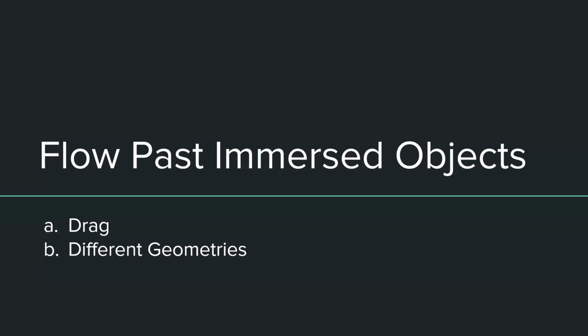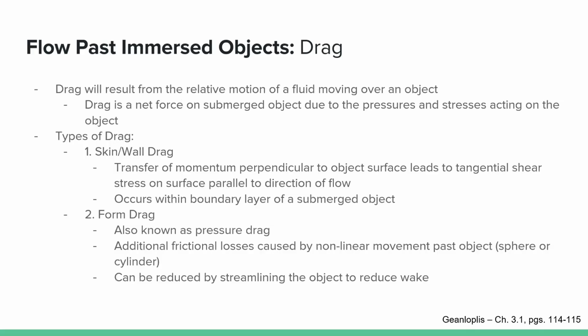This involves things like drag, finding the drag coefficient and drag force, as well as the different geometries and how that affects flow over those different objects. The first thing is drag, and drag will result from the relative motion of a fluid moving over an object. It's really just a net force on a submerged object due to the pressures and stresses acting on that object. There are two main types of drag, the first one being skin or wall drag.